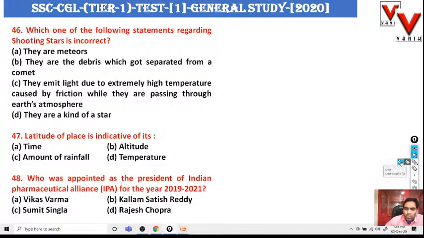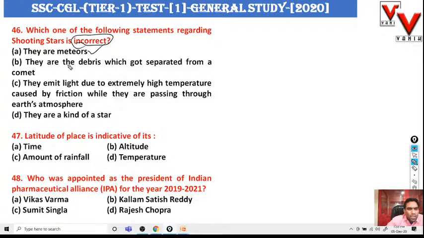We are going to discuss the 46th question. Which one of the following statements regarding shooting stars is incorrect? Please focus that they are not asking for the correct statement, rather they are asking for the incorrect one. Statement A: they are meteors. This is correct, so this is not going to be the answer.